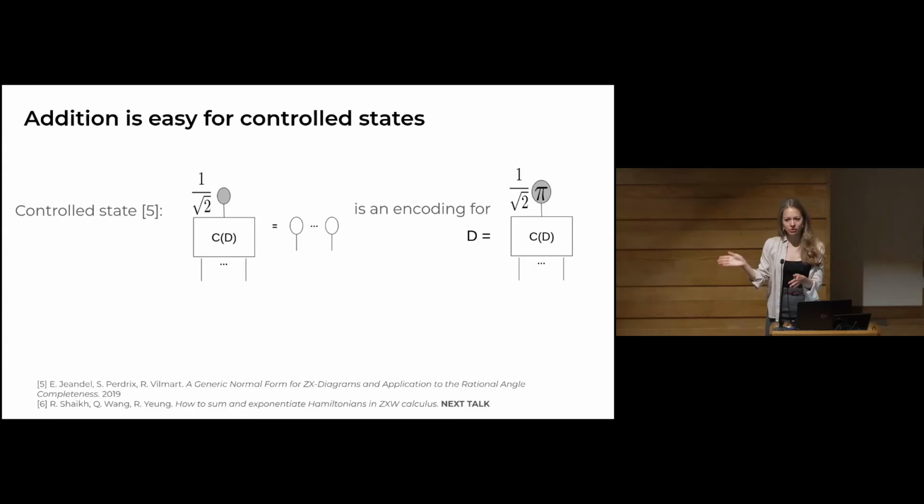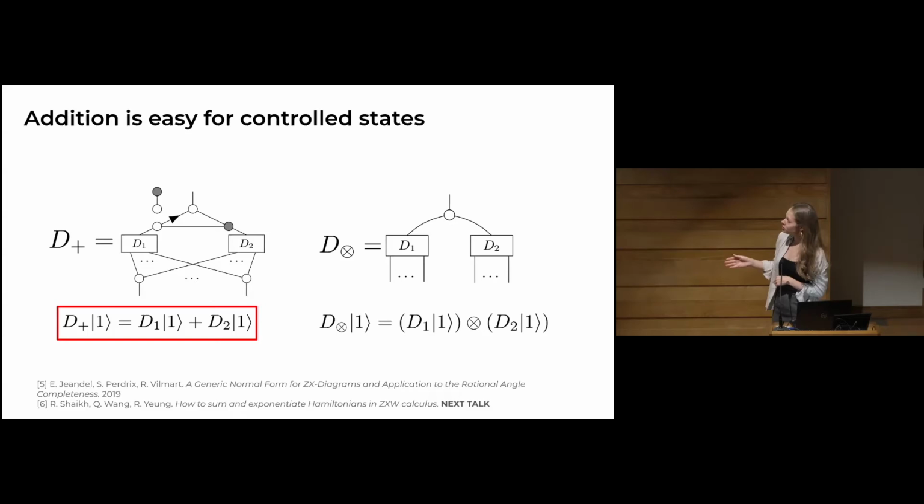But the nice property of control states is that they're actually pretty well adapted for the addition. For example, let's imagine that we have two control states, D1 and D2. The diagram you see on the left, D plus, is also a control state, and even more so, if you plug one in it, you're going to get something which can be interpreted as an entry-wise addition of the states encoded by D1 and D2. You can also have a tensor product of control states, and get a control state from control states of tensor product parts.